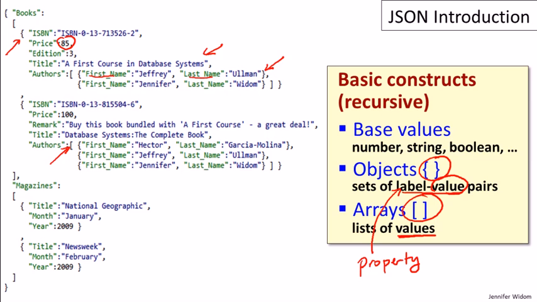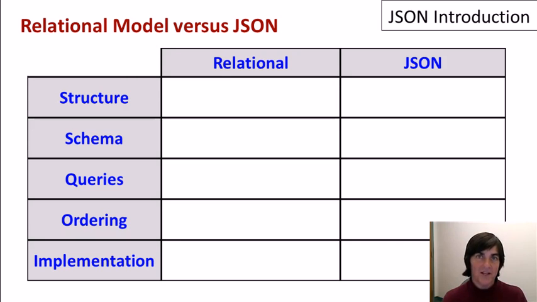We have a couple of examples of heterogeneity in here. For example, this book has an addition and the other one doesn't. This book has a remark and the other one doesn't. But we'll see many more examples of heterogeneity when we do the demo and look into JSON data in more detail. Now let's compare JSON and the relational model.